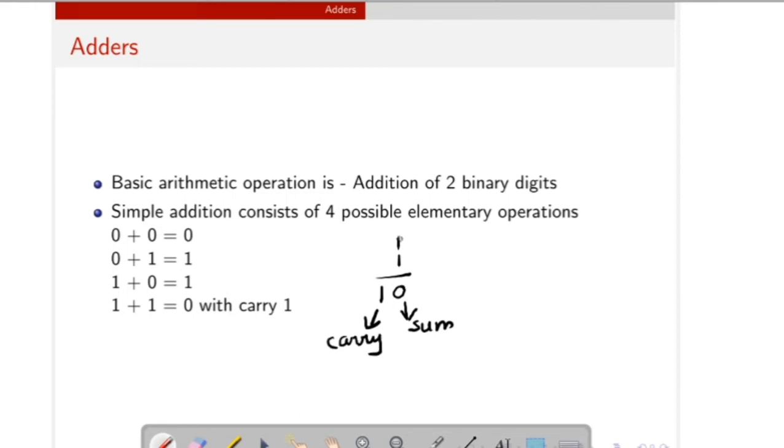For the first three elementary operations, there is only one output, but for the last operation there are two outputs, sum and a carry. So for adding two numbers we have two inputs and also two outputs, because for the last combination we have two outputs, sum and a carry. Actually for the first three operations carry is equal to 0. Right? So next we design a half adder.